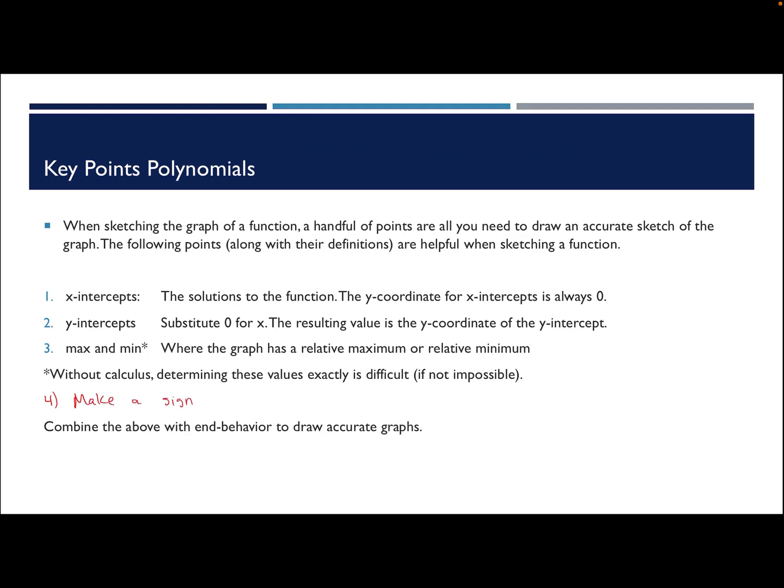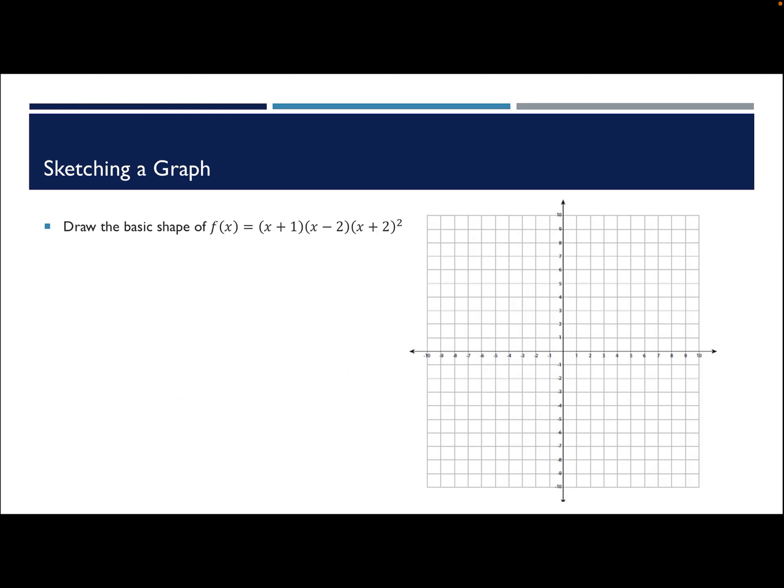So the other thing that we're going to do is we should make a sign chart to determine when f of x is greater than 0 and when f of x is less than 0. So that's all the information we need to draw our graph. So we're going to draw the basic shape of x plus 1 times x minus 2 times x plus 2 squared.